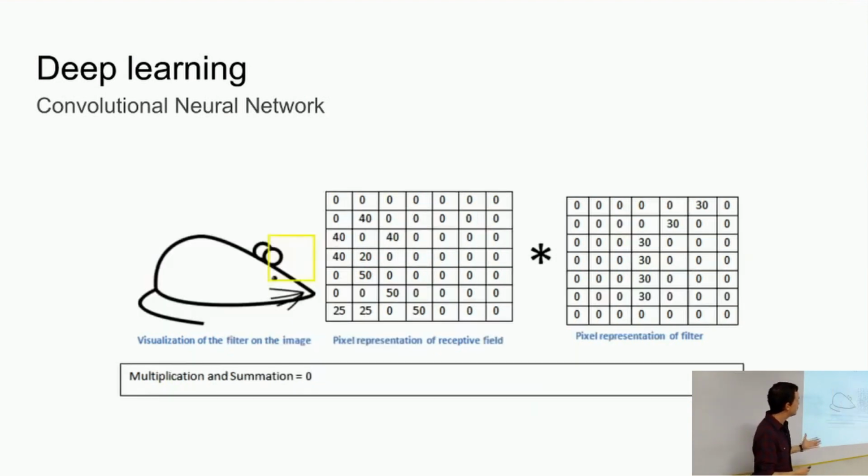Now, if we're looking at a place where we don't have this shape, the output will be totally different, because the high numbers we can find here won't match the same numbers that we have here. And the output number will be very low in this case. So the filter won't be activated.